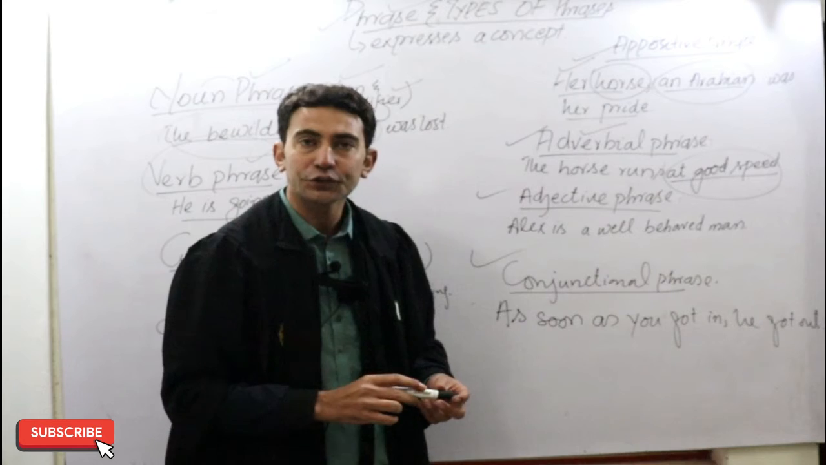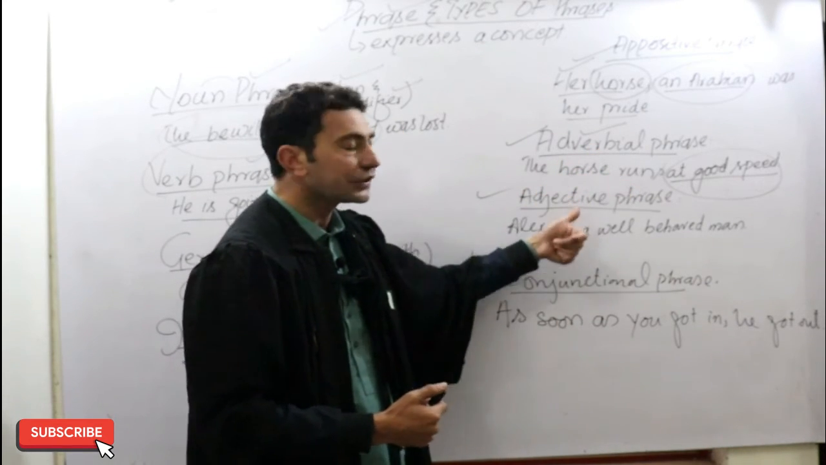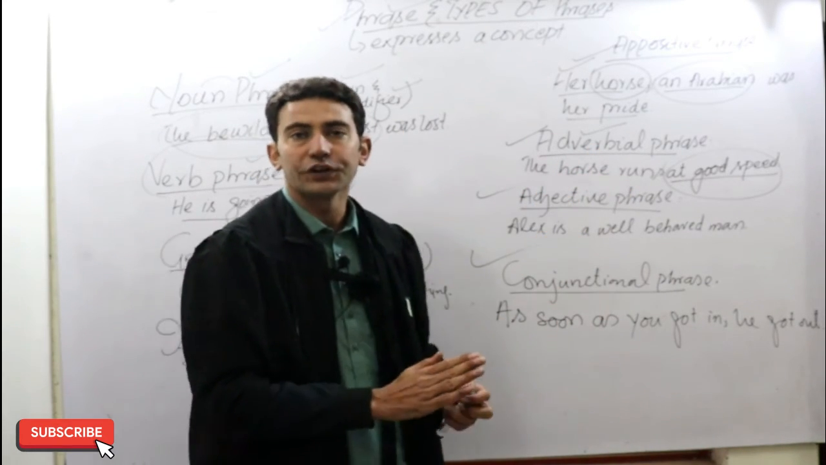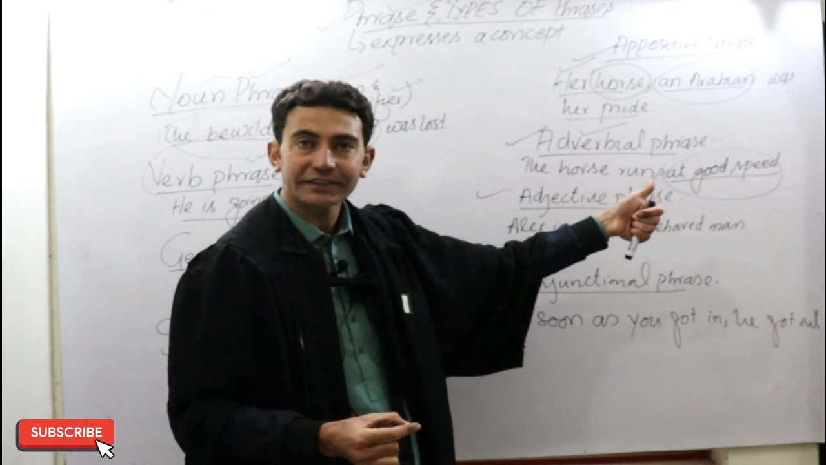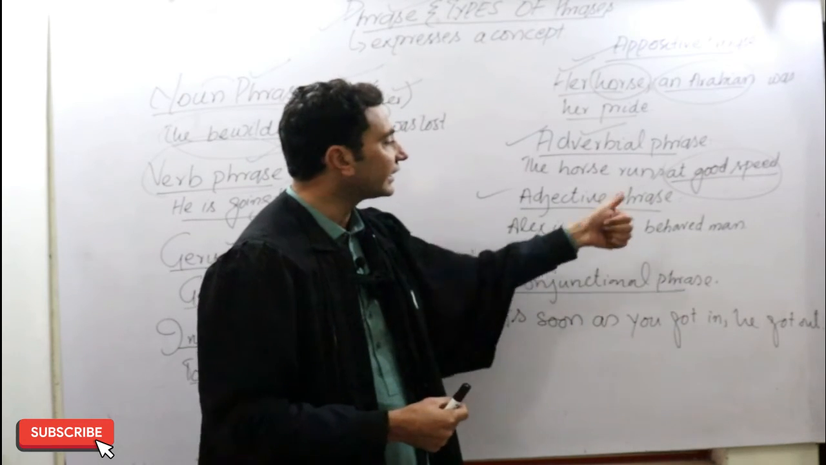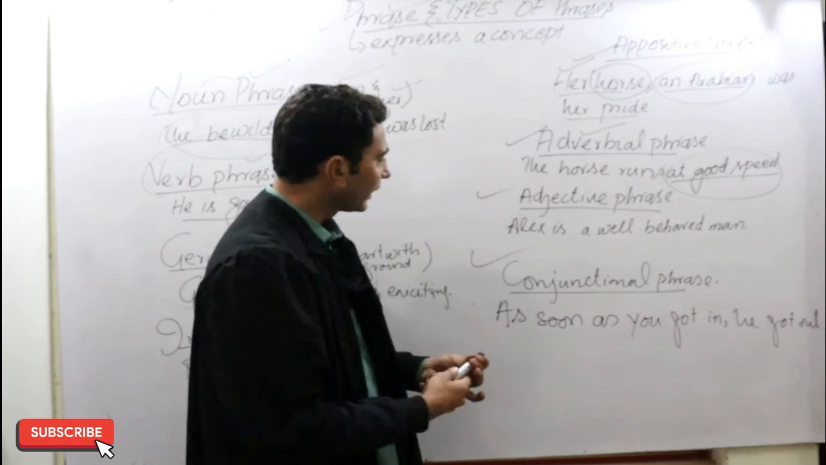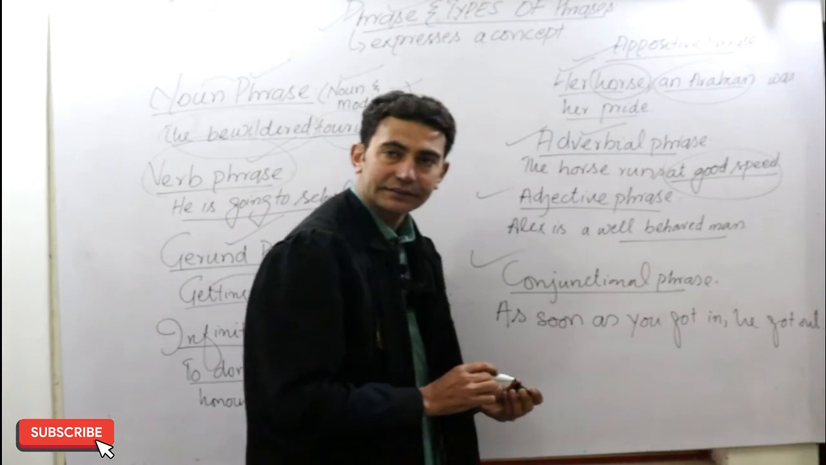Then we have the adjective phrase. Just like the adverbial phrase, in an adjective phrase we have a group of words and the head word is an adjective. It also functions like an adjective in a sentence. Like this example: Alex was a well-behaved man.